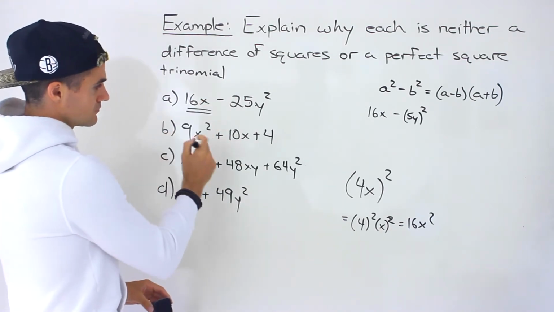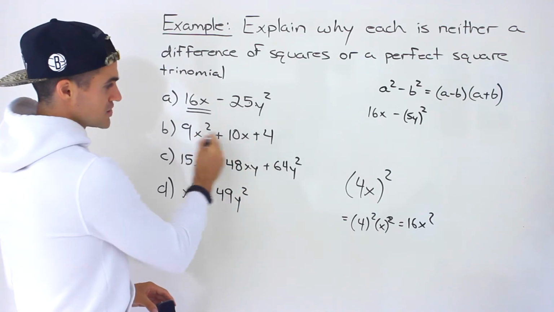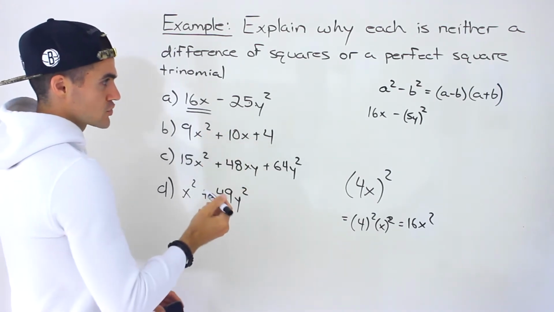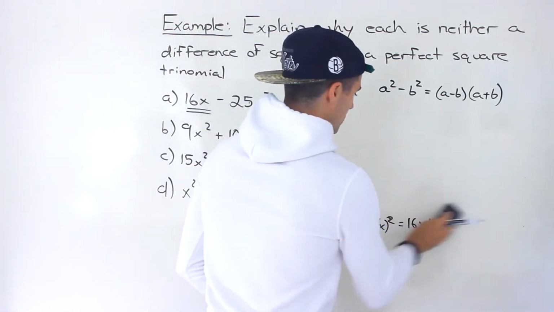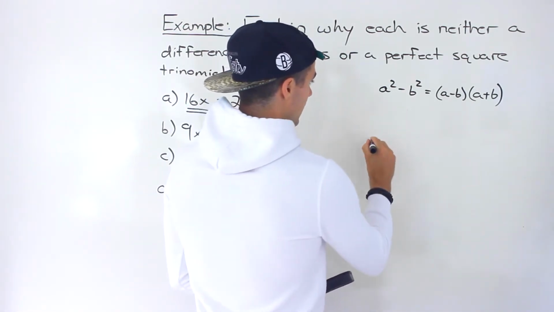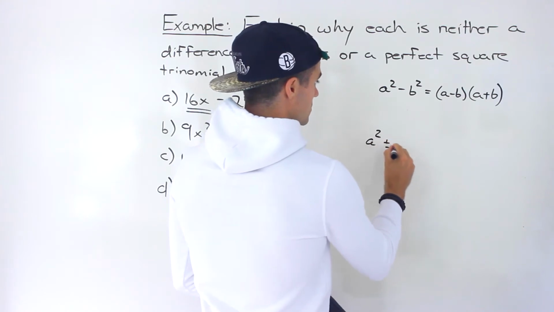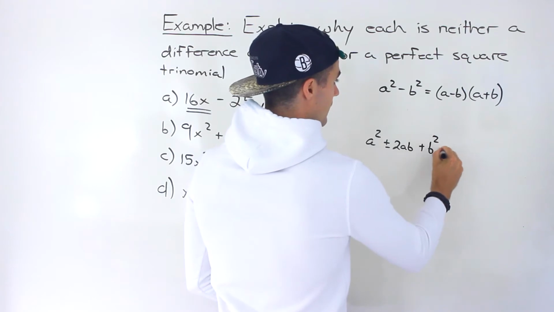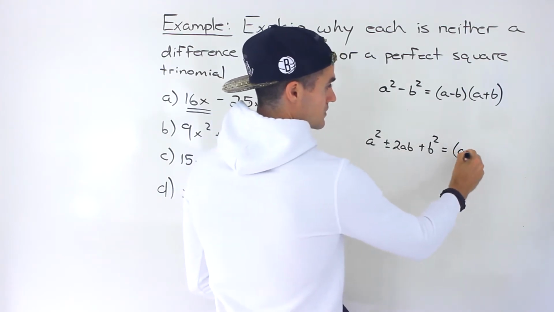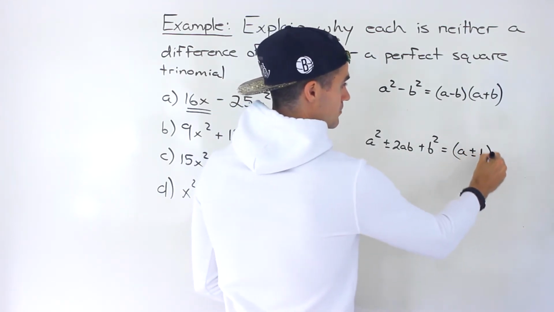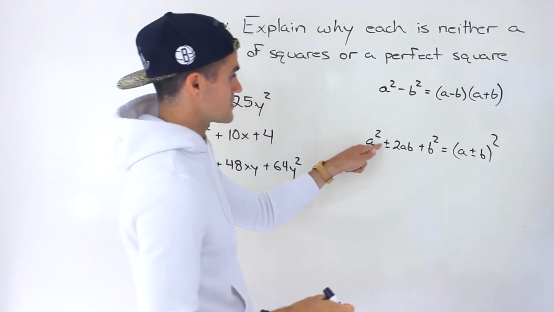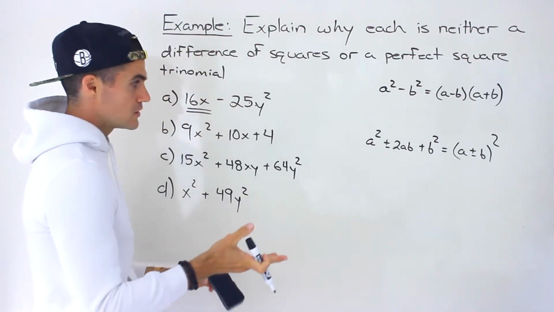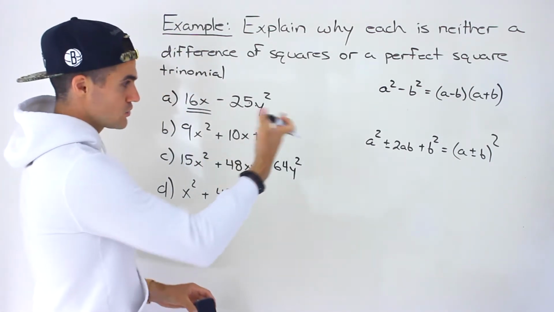Part B, notice that we're definitely not dealing with a difference of squares here, so this would maybe be a perfect square trinomial. And remember, what's the formula for a perfect square trinomial? It's a squared, plus or minus 2ab, plus b squared, and that's going to factor into (a plus or minus b) squared. So if this is positive, this is positive; if this is negative, this is negative. Again, what we want to do is compare all of these to the formulas we're given.